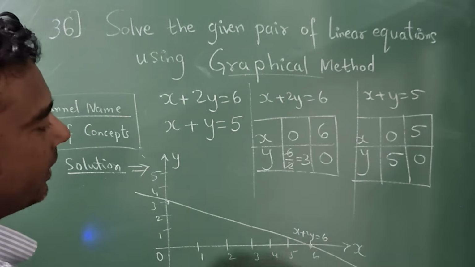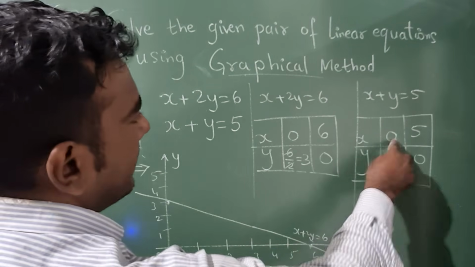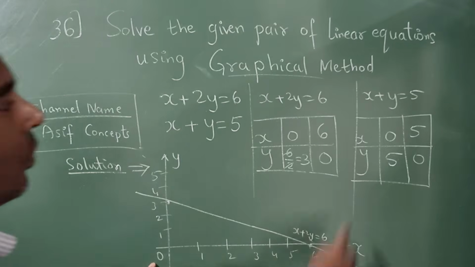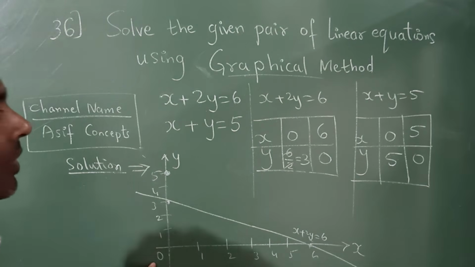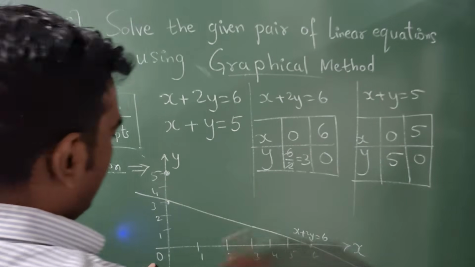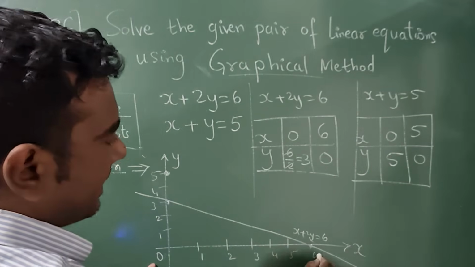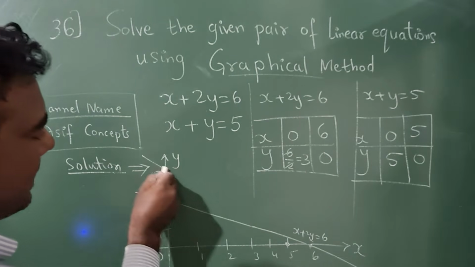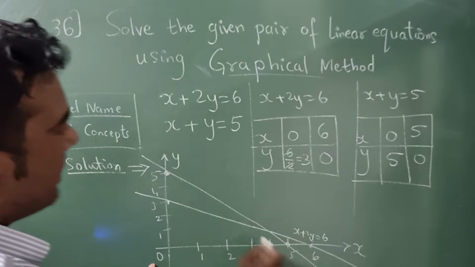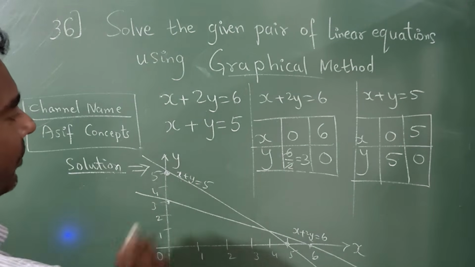This is your equation. Now next, x is 0, start from here. y is 5, mark here. y is 0, start from here. x is 5, this is your x-axis line. So this is your 5. Now with the scale, draw a line like this and write here x plus y is equal to 5.